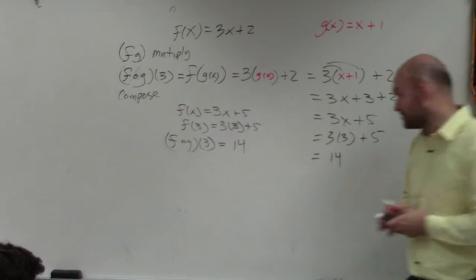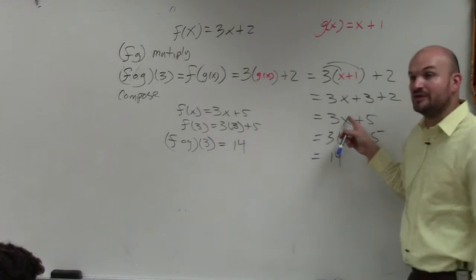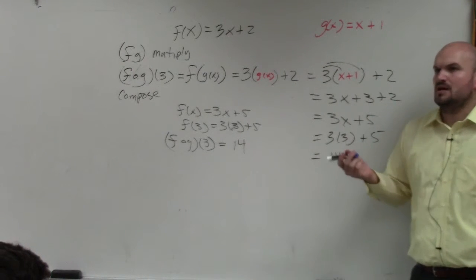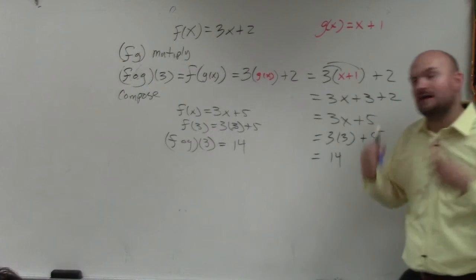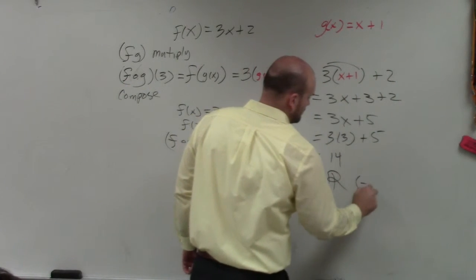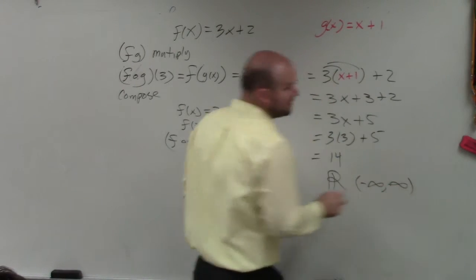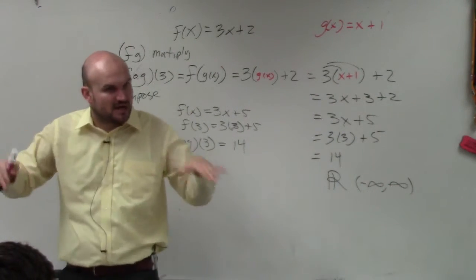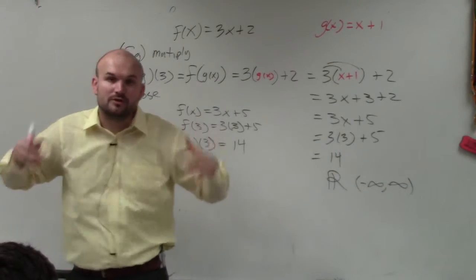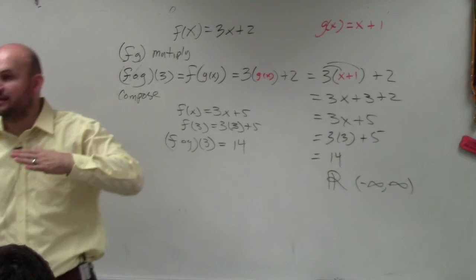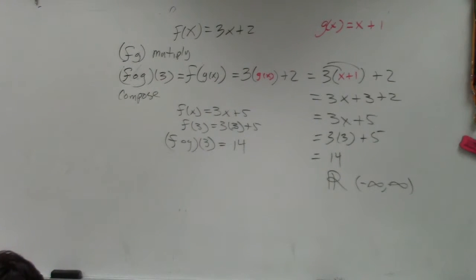OK, well, let me ask you a question. Is there any number that you cannot plug in for x, that you cannot multiply by 3 or add 5 to? No. So there's no restrictions, right? I heard a lot of people rumbling. Yeah, it's all real numbers, negative infinity to infinity. Remember, with what we've talked about so far, the domain is only restricted by dividing by 0 or taking the square root of a negative number. When you don't see that, your domain is going to be all real numbers. Yes?